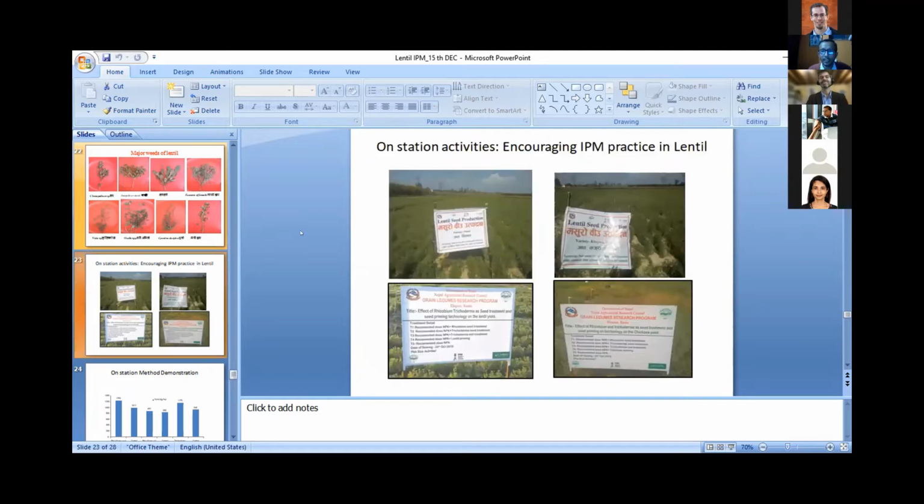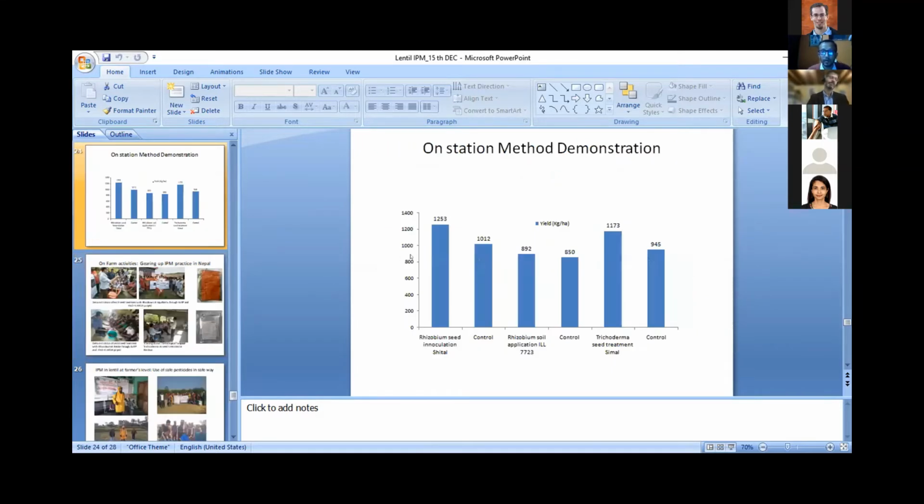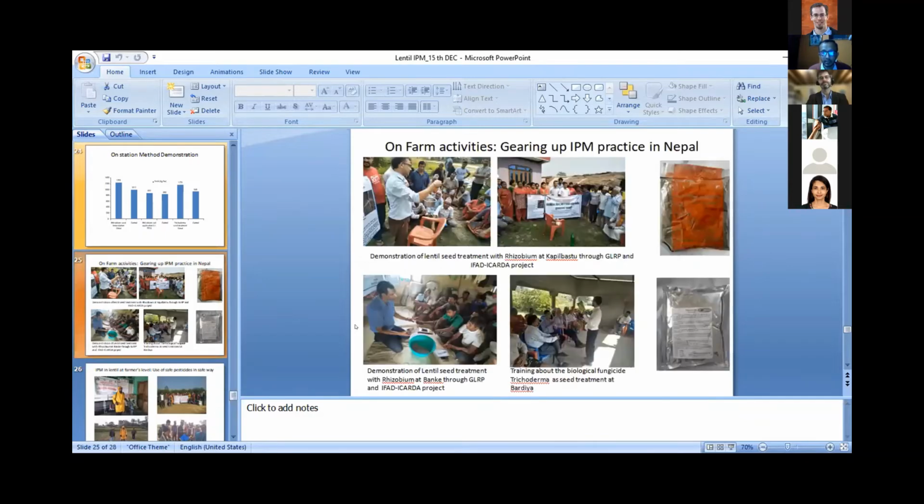And for on-station IPM activities, we practice seed production by treating with Trichoderma and Rhizobium, and we have major field testing for different biological products also. On-station demonstration, we can see Rhizobium inoculated and control in different varieties, which has given high yield in the Rhizobium and Trichoderma treated seeds.